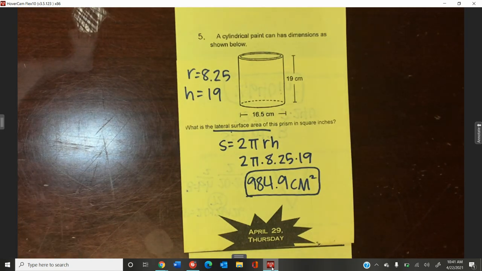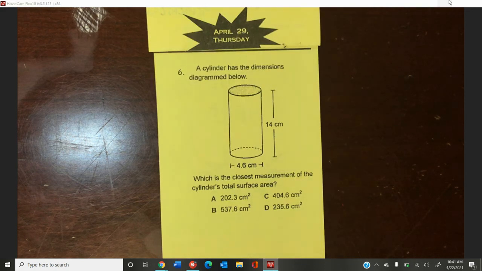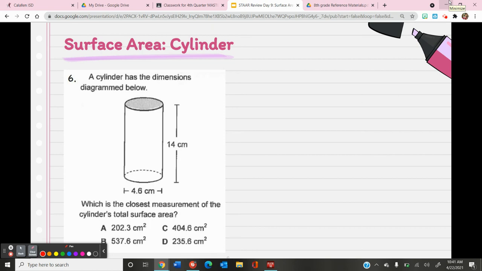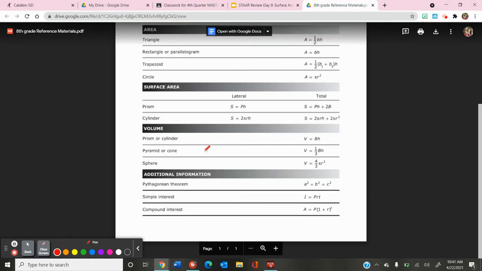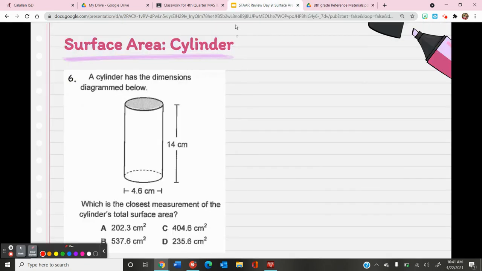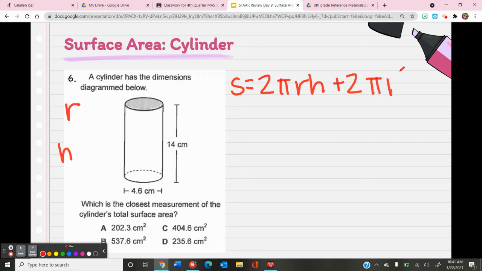So now we're going to go ahead and go down, and we're lastly going to look at number 6. So number 6 says, a cylinder has the dimensions diagram below. What is the closest measure of the cylinder's total surface area? So going to our formula chart, the formula for total surface area of a cylinder is S equals 2 pi RH plus 2 pi R squared. Now again, the only thing you need to find are your radius and your height. So I'm going to go ahead and write down that formula, 2 pi RH plus 2 pi R squared.